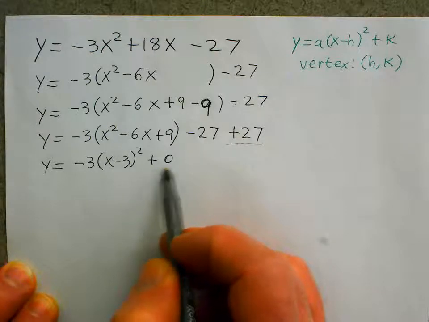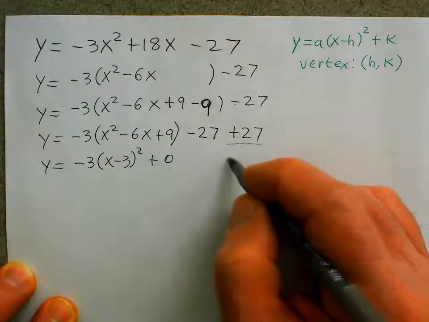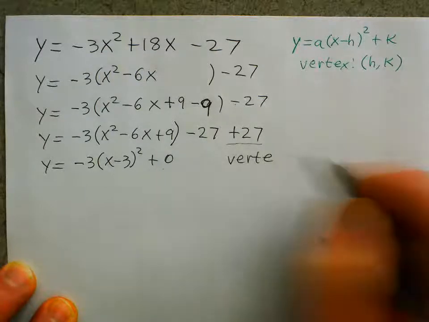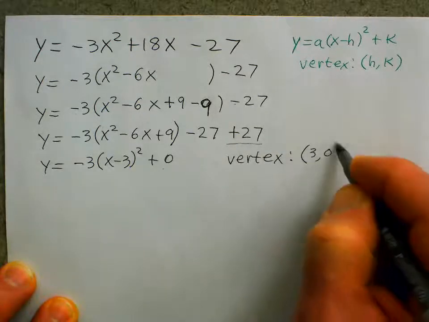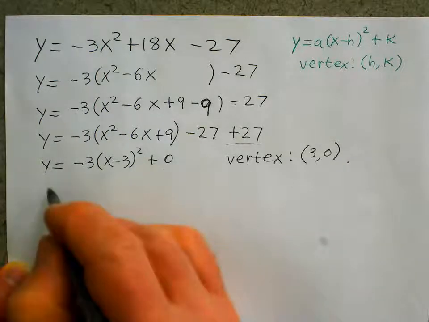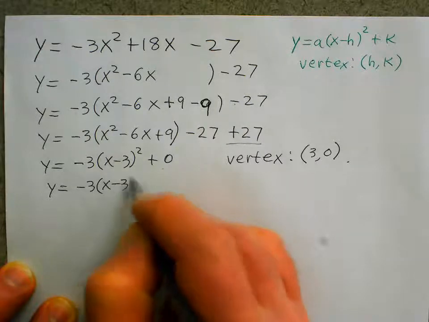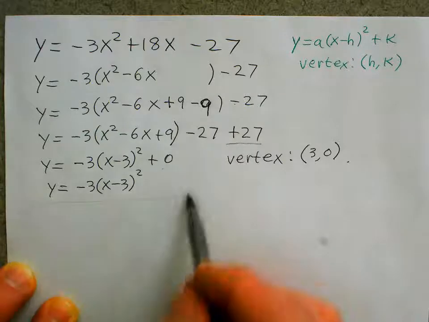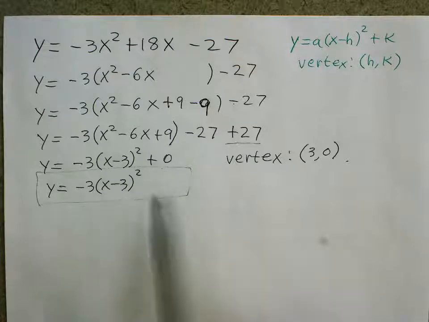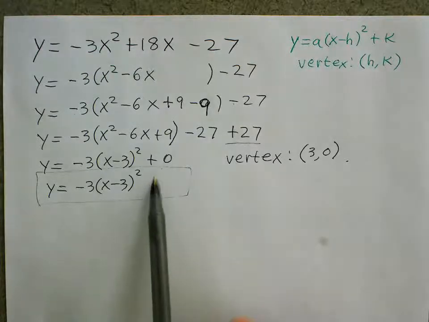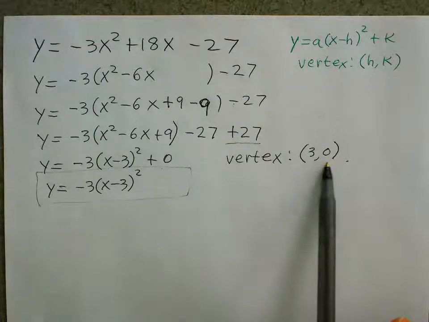When the y-coordinate of the vertex is 0, we don't need to write plus 0. So the vertex is (3, 0). So you can write this as y equals -3 times x minus 3 squared without the plus 0. But it's something that you should remember if you want to find the vertex. Well, you have to realize we're adding 0 out here, so the y-coordinate of the vertex is 0.